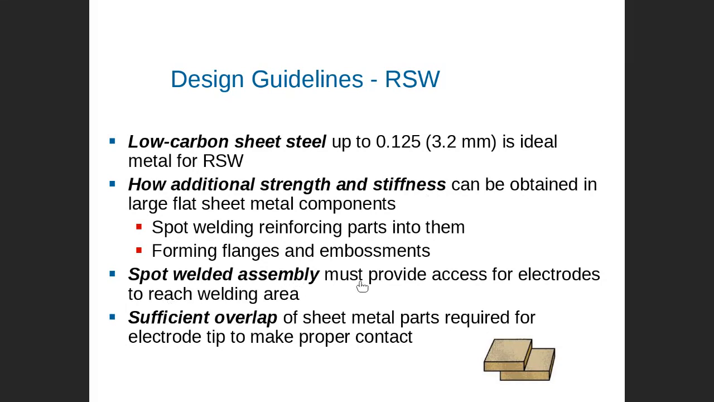Spot weld assembly is very important, because the machine must provide access so the electrodes can reach the weld area. Sufficient overlap. Sufficient overlap here means the space, the distance between. You have to provide sufficient overlap, usually 1.5 times the thickness. You must have enough space here so the weld can be done perfectly in this kind of welding process.